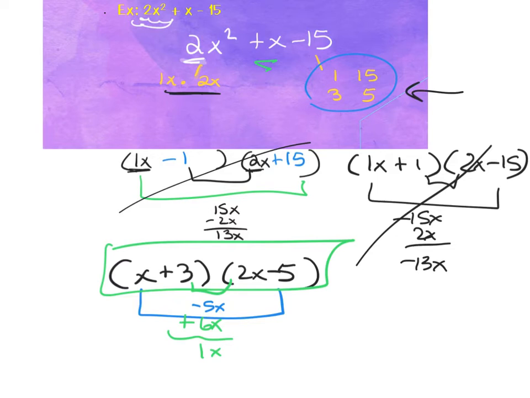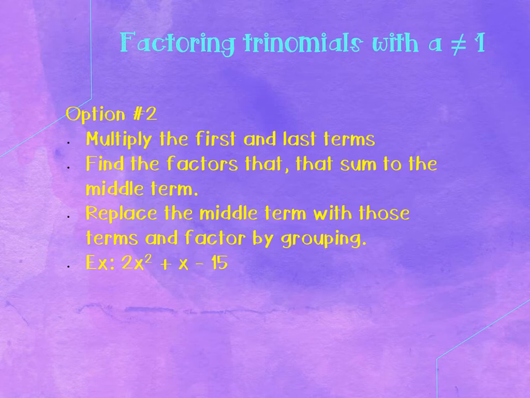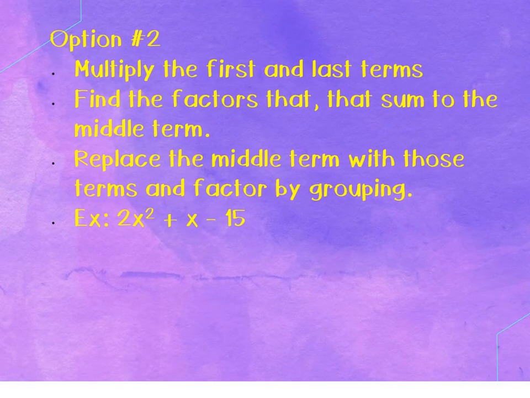Now I'm going to teach you option 2, which I prefer. Okay, this way takes too long, especially if your numbers are really big. You're going to waste too much time foiling too many problems. So let's try option 2. Option 2, here we go. Same problem now. Let me rewrite it down here. 2x squared plus x minus 15.